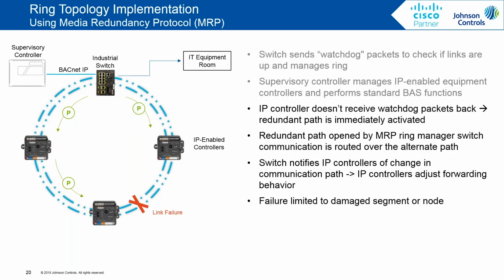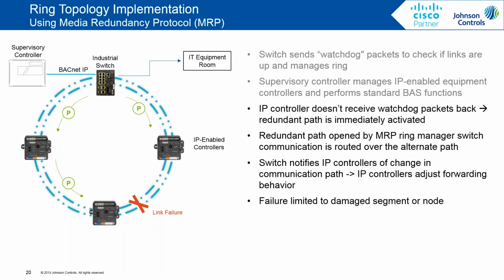Going forward, somebody cuts the cable. What happens now? The industrial switch quickly realizes its hello packet is not transcending around the ring. So immediately a redundant path is opened. And you can see the hello packets go a different way around the ring. The switch notifies the controllers of the change and they begin failover. And the failure is limited to the node. Note, during this failure crisis, the application, comfort, or the efficiency of the system is not jeopardized.